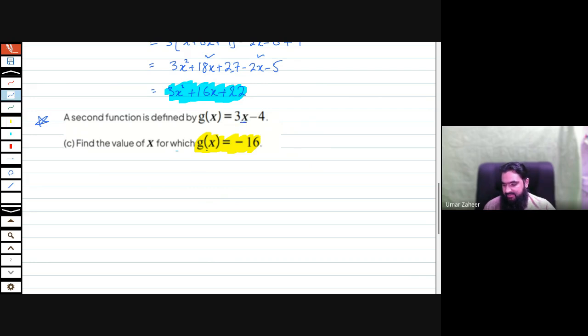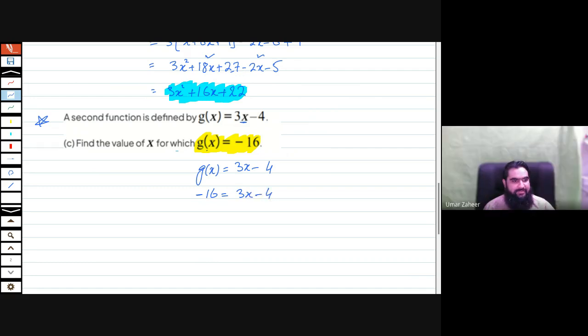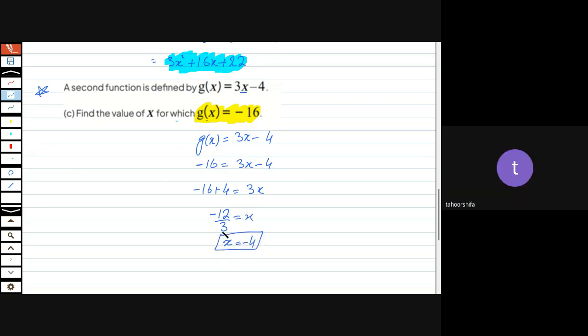So we have the function g of x equals 3x minus 4, and the value of g of x is given, that is minus 16. Now it becomes a very simple linear equation. Simplify: minus 16 plus 4 is equal to 3x. Minus 16 plus 4 is minus 12, divided by 3 is equal to x. So x is equal to minus 4.